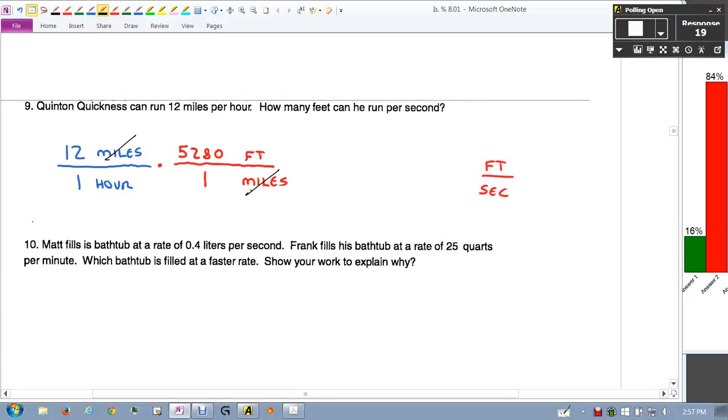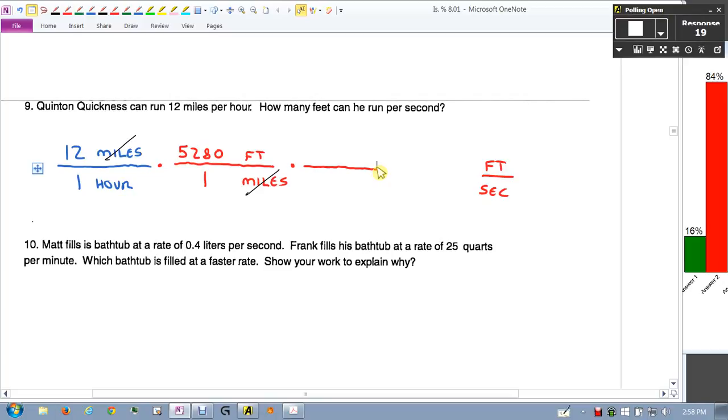Now, I need to take care of the hours on the bottom. And I need to turn it into what? Seconds. Do you know a relationship between hours and seconds? You may not know how many seconds are in an hour, but I think a lot of people know that there are 60 minutes in an hour. Would you agree with that?